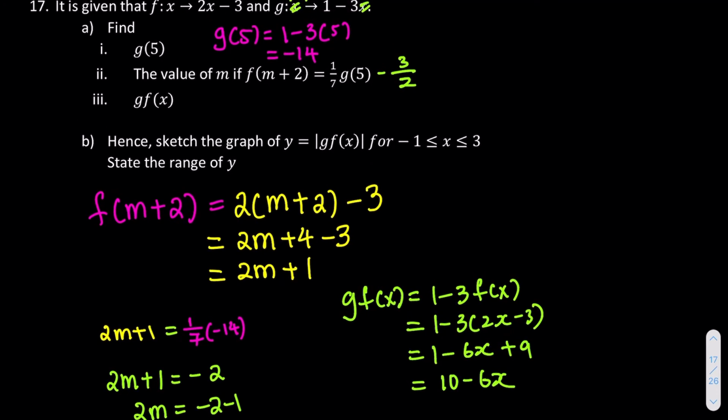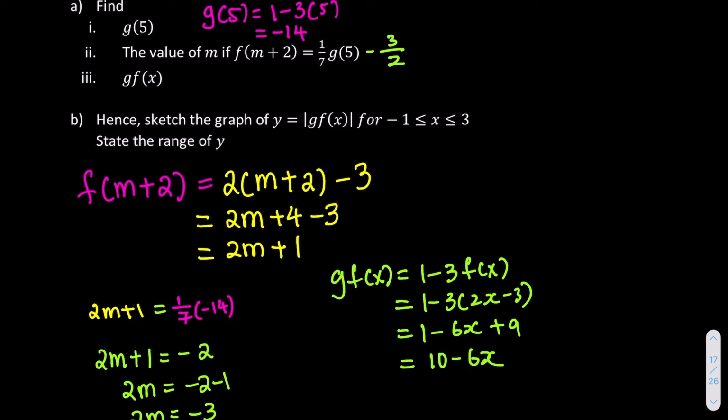So now we go for B. They say, hey, sketch the graph of y when we have the modulus function, which is the absolute value function, for x from negative 1 to 3. Sketch the range of y. So now they want us to sketch this one, but in the absolute value function.